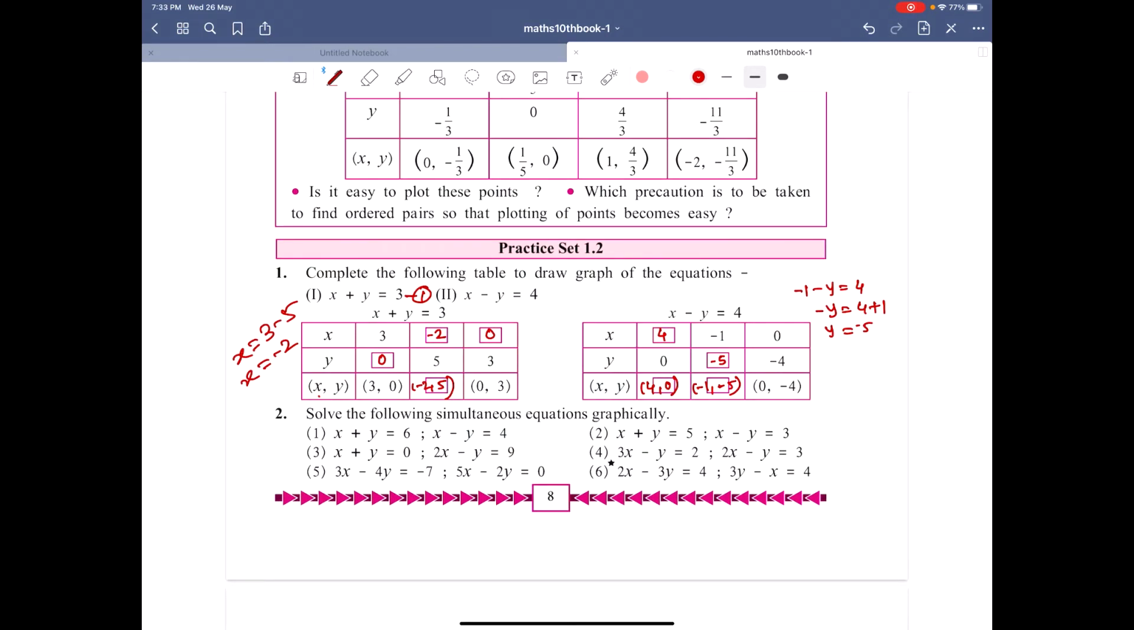Now go for question 2. Solve the following simultaneous equations graphically. Here I am going to solve one example to show how to draw the graphs and find the solution. But the remaining examples I will provide in the handwritten notes. You can check the link in the description box. Then let's go. Here we will go for question 2.